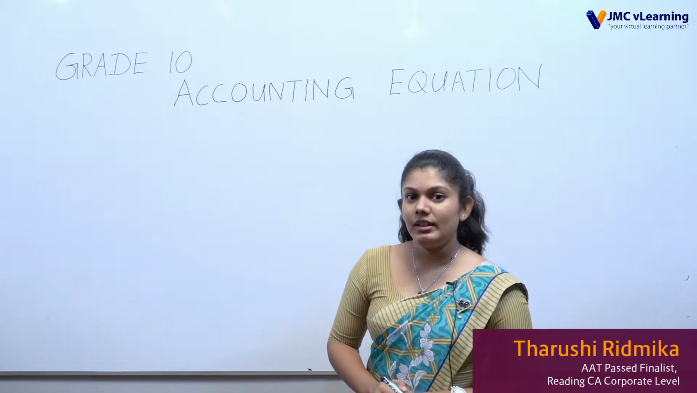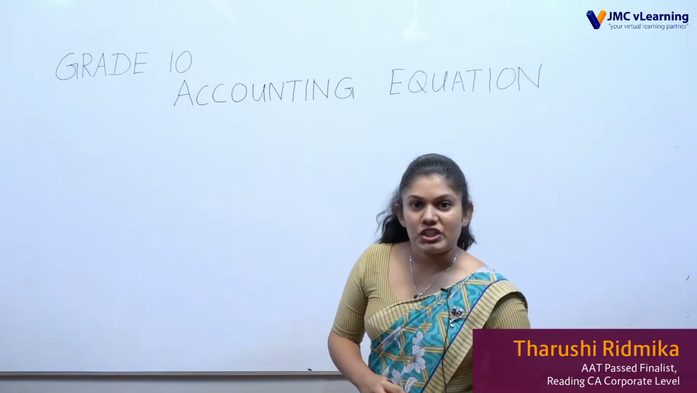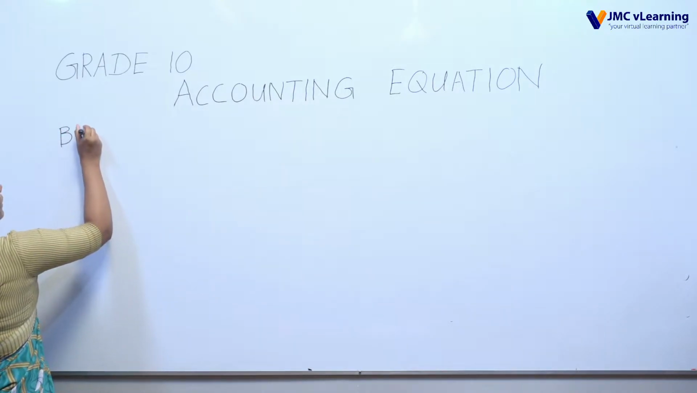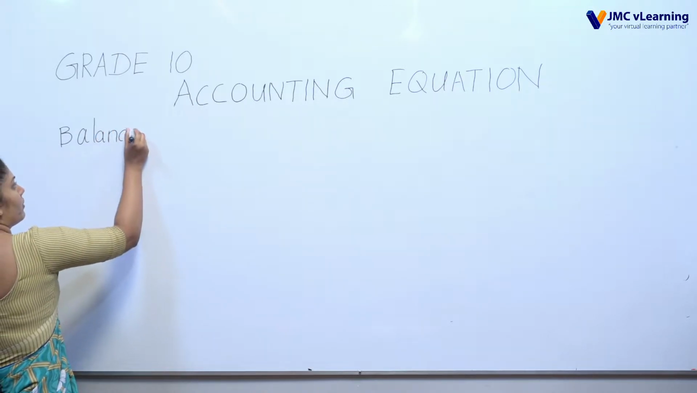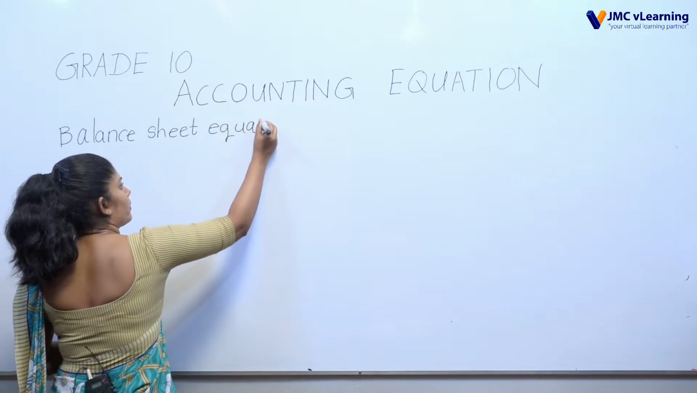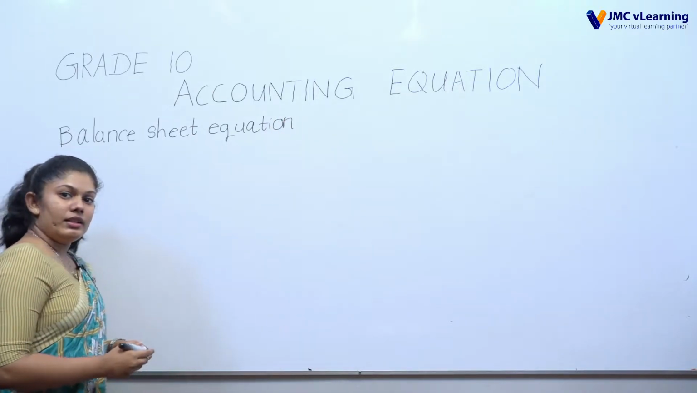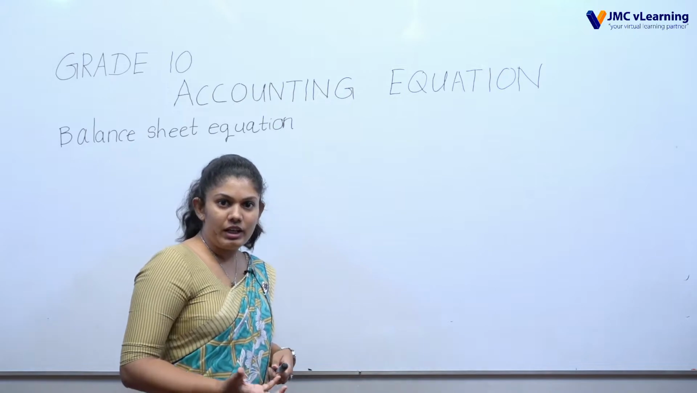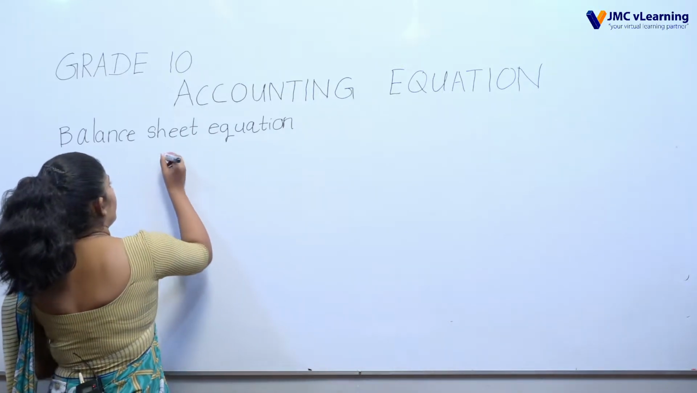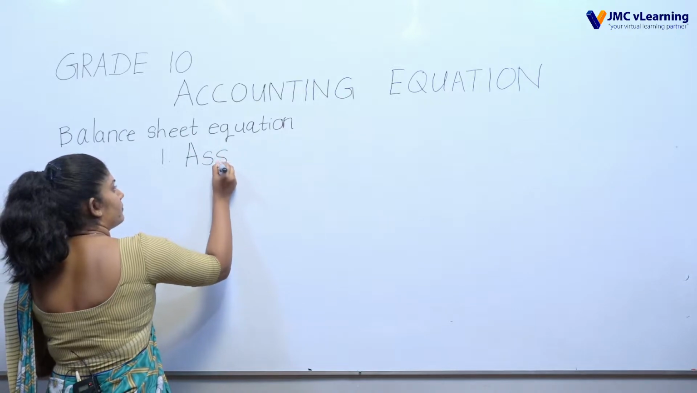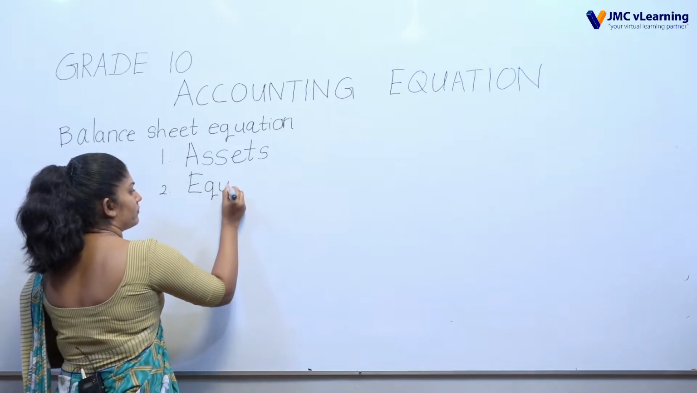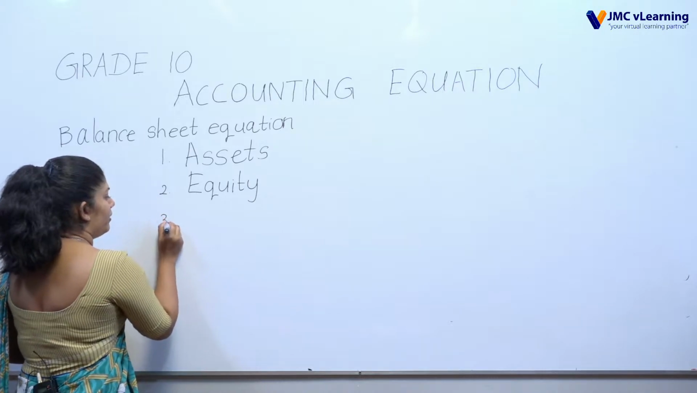Second part of our lesson is the accounting equation. The accounting equation is also known as the balance sheet equation. This shows the relationship between three components of the accounting elements we learned earlier. Those are assets, equity, and liabilities.